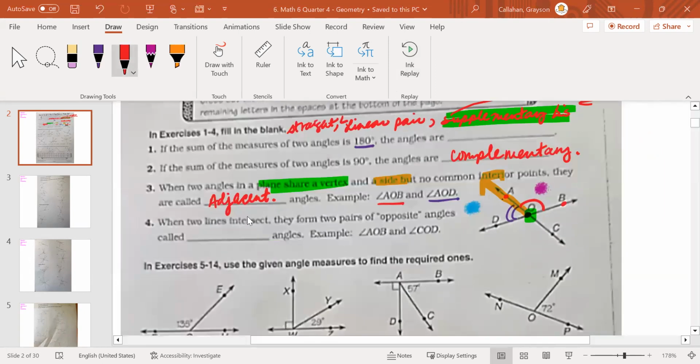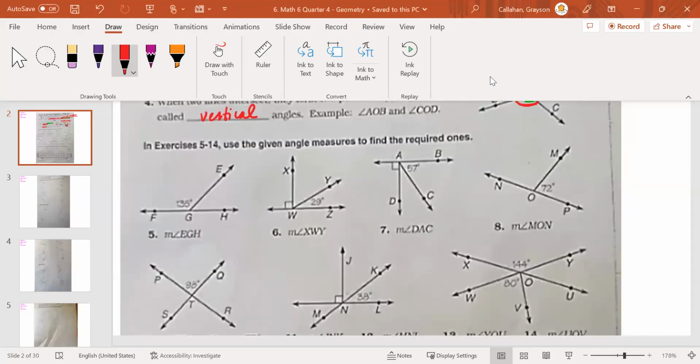All right. When two lines intersect, they form two pairs of opposite angles called blank angles. AOB and COD. So these are called vertical angles. So you're getting better at this, honey. That's good. You got to use your resources. And I just want you to know.